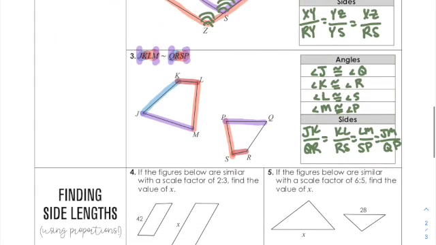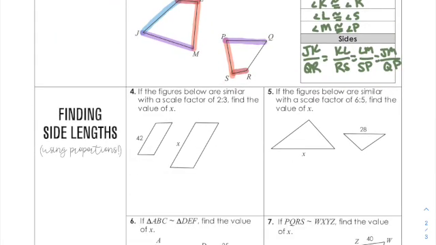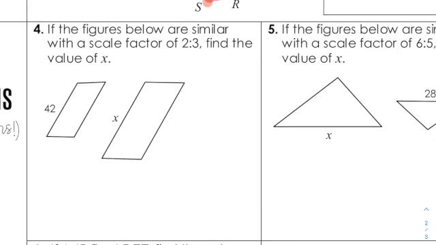Okay. So now let's go to number 4 and let's do some finding side lengths using proportions, which most of your quiz will be made up of. So number 4 says that the figures below are similar with a scale factor of 2 to 3. Find the value of x. So remember that this is just a ratio, and we can also write it as a fraction. So we'll do 2 over 3. Remember, proportions are basically, in very simple terms, two fractions that equal each other, and we solve for an x in them.